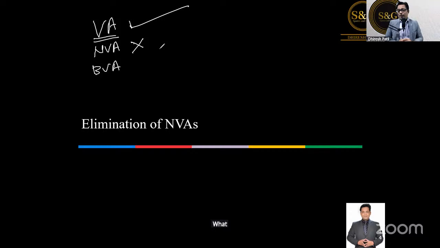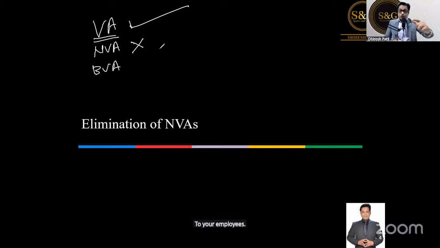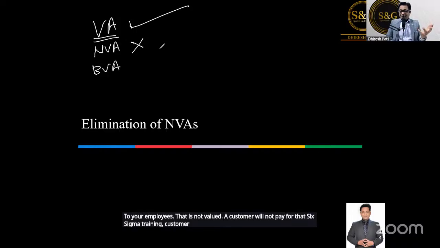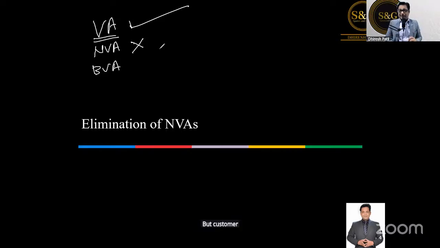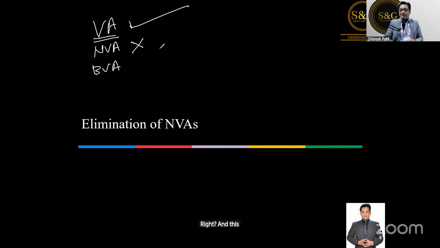What is business value added? Imagine as, let's say, Domino's Pizza, you are giving Six Sigma training to your employees. That is not value added. The customer will not pay for that Six Sigma training. The customer will not pay for trainers and consultant fees, but the customer will get the benefit of it. The company will get a lot of benefits. A lot of non-value added activities can be eliminated. Their processes can become more productive, more effective, more efficient, right? And this is called business value added.